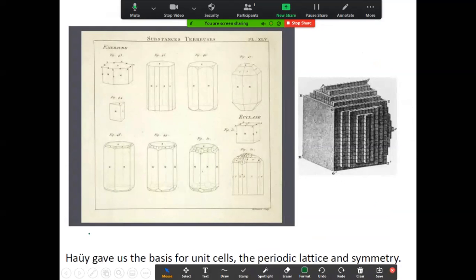And so these were his sketches of the 6 primitive forms, which is actually the groundwork for what we later call unit cells, periodic lattice, and symmetry. This is kind of the forerunner of all of this that we'll learn throughout the course.